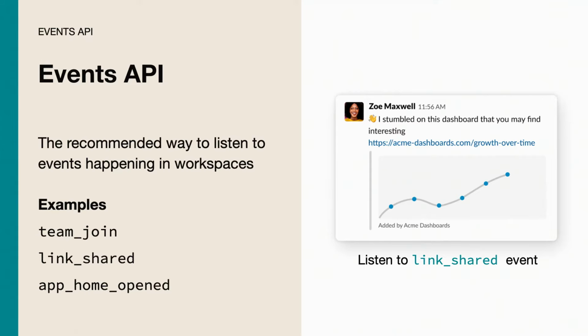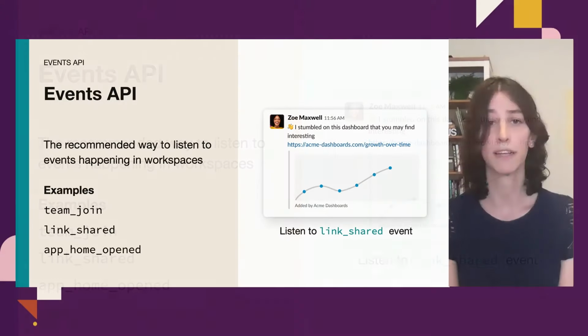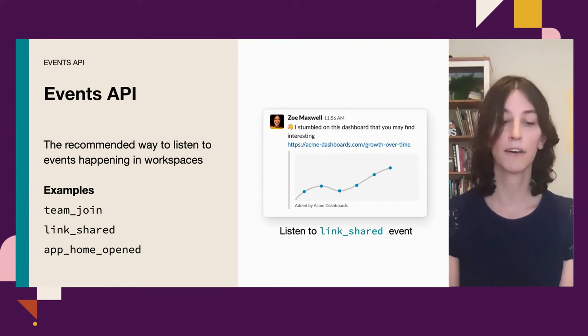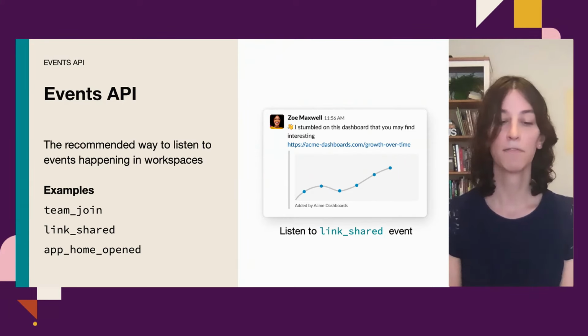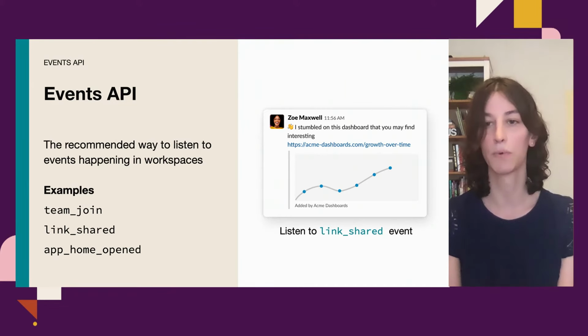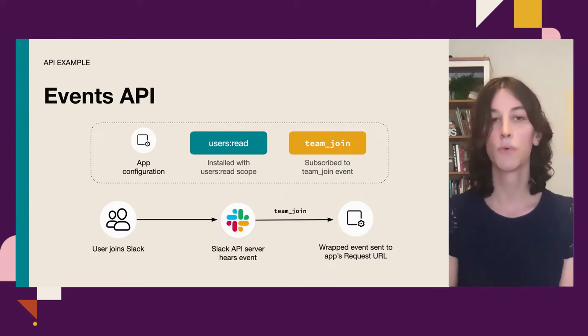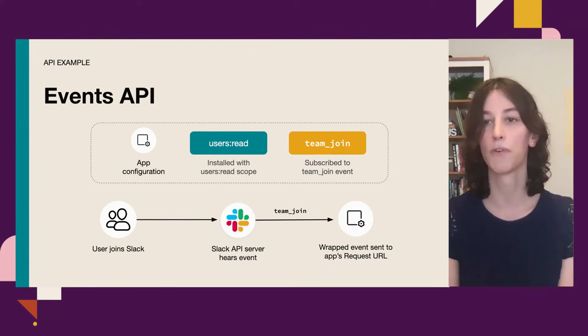And your app may want to respond to events already happening within Slack as well. The Events API allows you to receive events like when a user posts into a channel or when a user joins your team. Events are configured while you're setting up your app with the proper scopes associated with them. This is what that looks like. In the app configuration at the top, you can see that we're subscribing to the team join event. This requires the user's read scope, so you can see that in the app configuration as well.